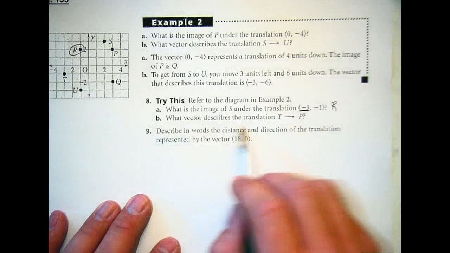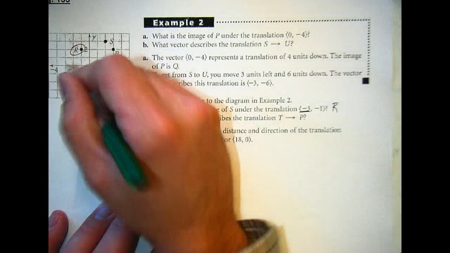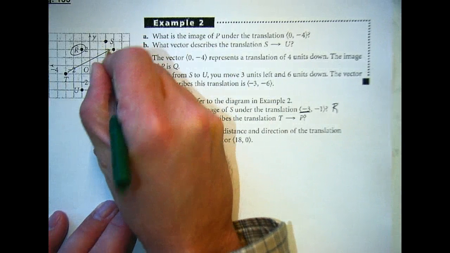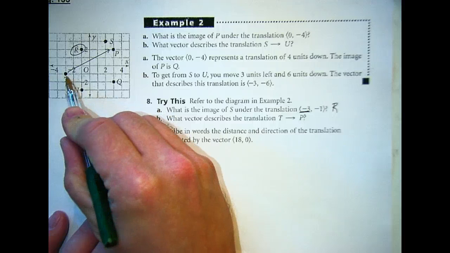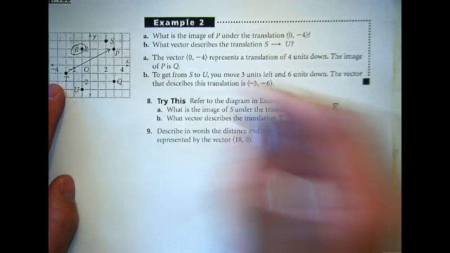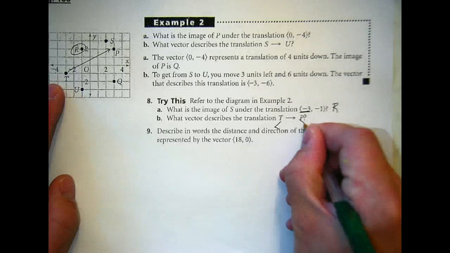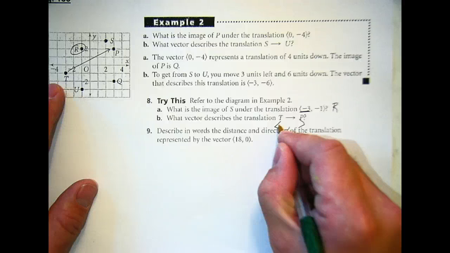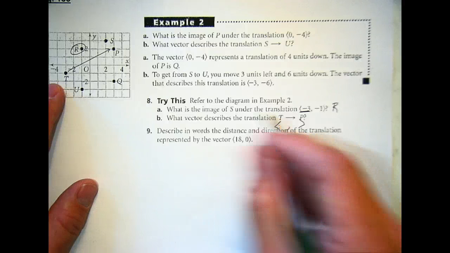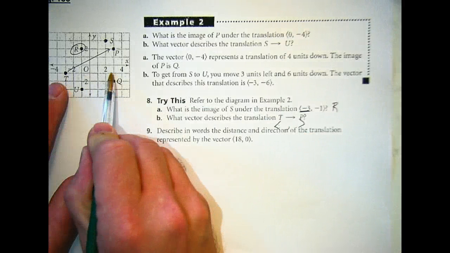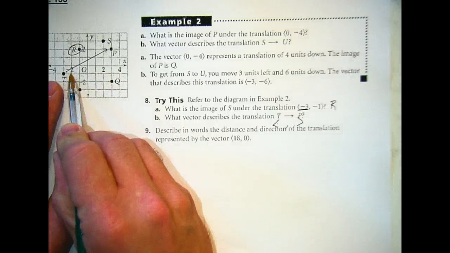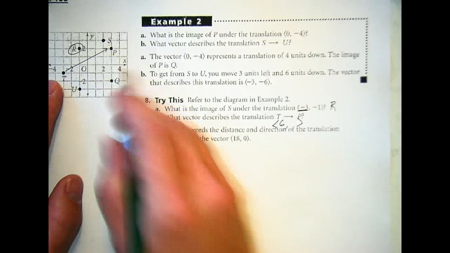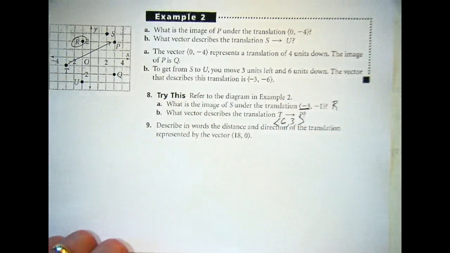Okay, what vector describes T going to P? So if I want to go from T to P, where am I moving? Positive or negative on X? So from T to P, positive, how far? 6. Positive 6, and going up or down? Up, how far? 3. There we go, vector 6, 3.